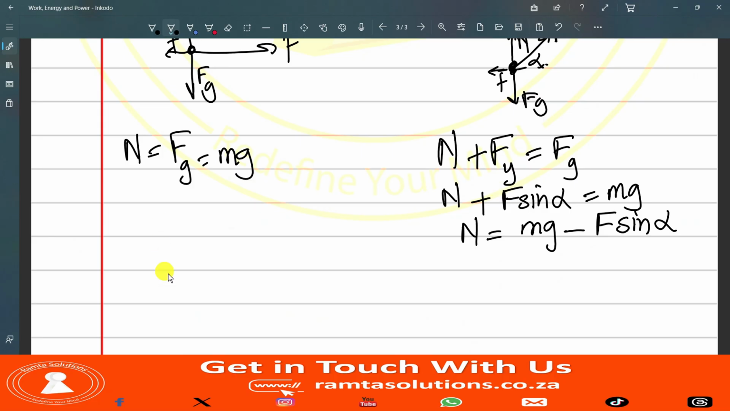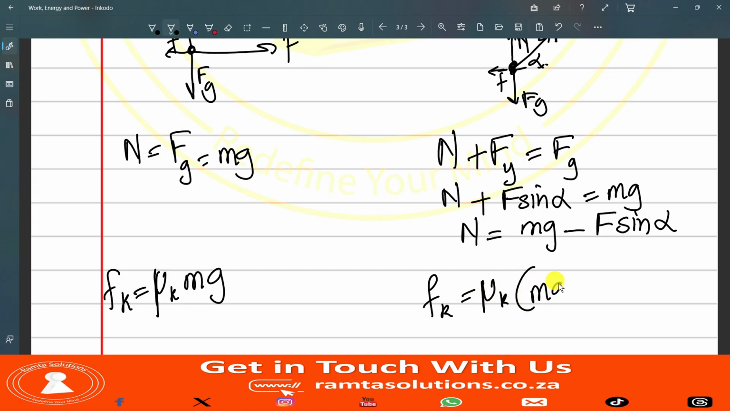Now you can see that kinetic friction is equal to mu sub k, coefficient of kinetic friction, times mass times gravitational acceleration. Sort of straightforward. But in this case, it is not. Kinetic friction is mu sub k, open bracket, mass times gravitational acceleration minus applied force times sine alpha. You get it? This is what you need to know. If you know this, trust me, guys, whatever question comes your way, you will be able to crack it.